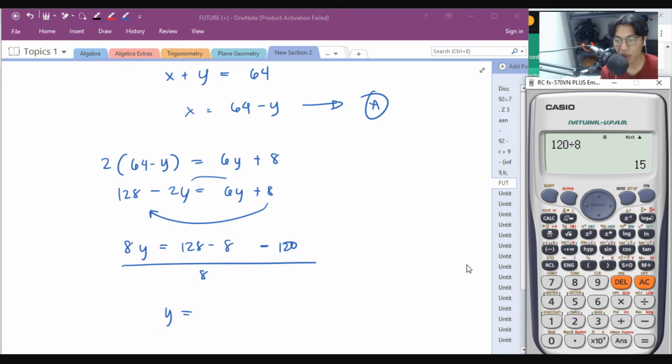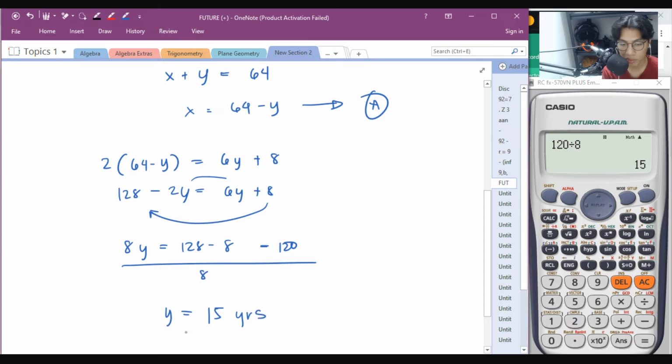Okay, so the age of Paul now is 15 years old. Ganun katanda si Paul ngayon. Very basic.